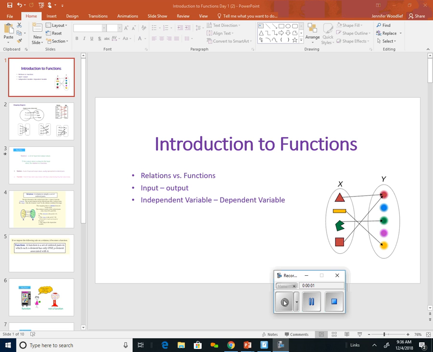Hey guys, today I want to talk about functions. Now, functions is something we haven't talked about yet, but it's going to branch off from our coordinate system to our relations to our functions. So today we're going to compare relations versus functions. We're going to compare input versus output and independent variable versus dependent variable.